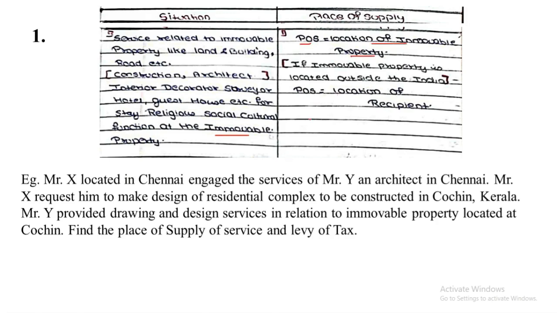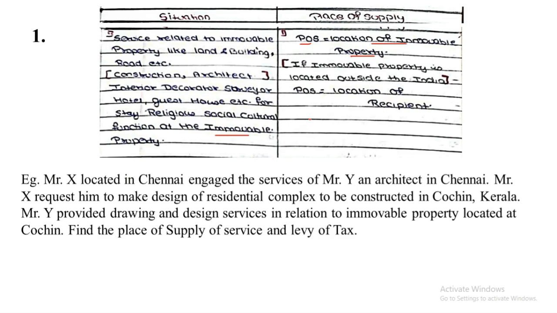Now, to understand that, there is an example. Mr. X, located in Chennai, engaged the services of Mr. Y, an architect in Chennai. So Mr. Y is a supplier, Mr. X is a recipient. Mr. X requests him to make a design of a residential complex to be constructed in Cochin, Kerala. Mr. Y provided the drawing and design service in relation to the immovable property located at Cochin. Find the place of supply and the levy of tax, whichever tax is applicable.